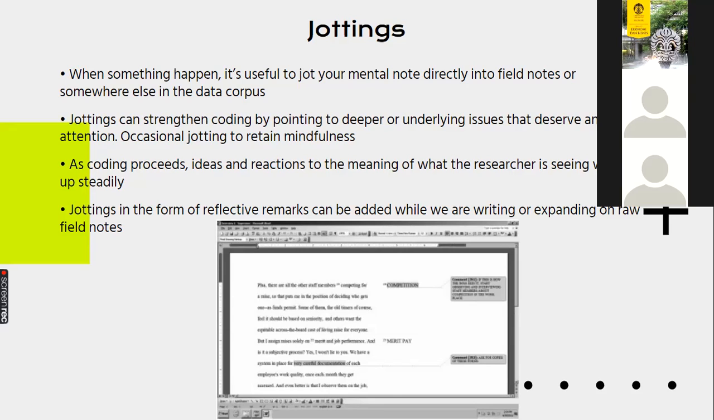These ideas are important because they suggest new interpretations, lead to connections with other parts of the data, and usually point toward questions and issues to look into during the next wave of data collection. Jotting in the form of reflective keywords can be added while we write or expand on raw field notes. We can be simultaneously aware of events in the site and of our own feelings, reactions, insights, and interpretations. This is an example of jottings, where the highlighted phrases are commented on by the researcher during the observation of the transcript of the interview.